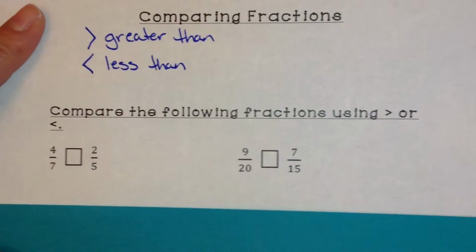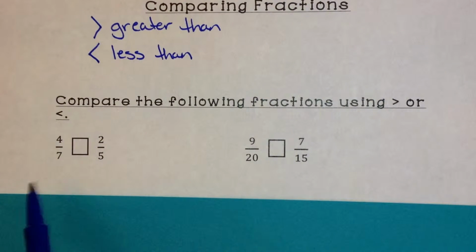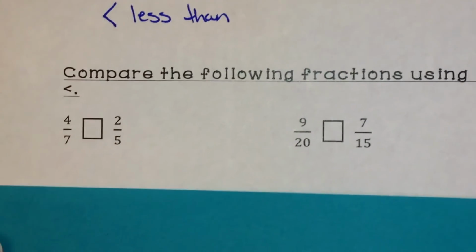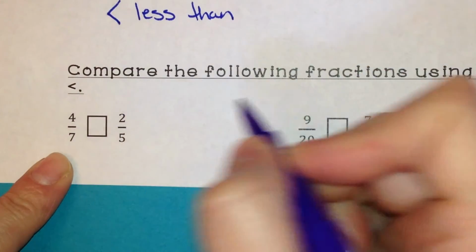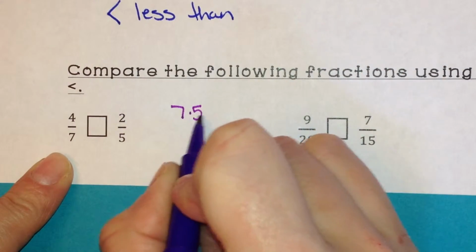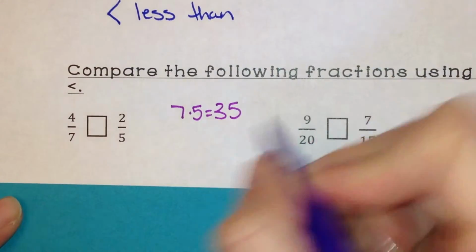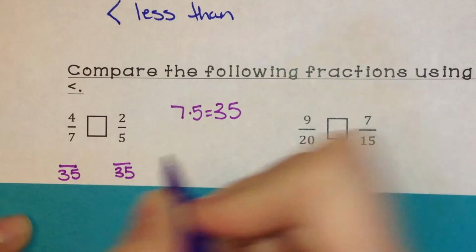So the first fractions, we have 4/7 compared to 2/5. You could change your fractions to decimals to figure out how they compare to each other, but we're going to create common denominators. One of the ways is to just multiply the denominators together. So that's what I'm going to do on the first one. So we have 7 and 5. So I'm just going to do 7 times 5 is equal to 35. That means I need to change these both into 35ths so I can compare them.